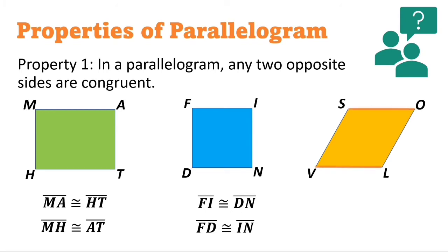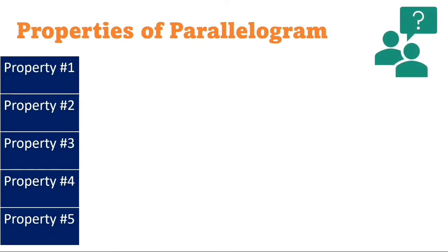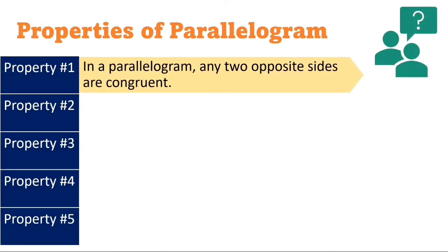How about on this rhombus? Okay, side SO is congruent to its opposite side VL. And what else? Very good. Side SV is congruent to its opposite side OL. Did you get it? Very good. Always remember that in a parallelogram, any 2 opposite sides are always congruent. That is property number 1.